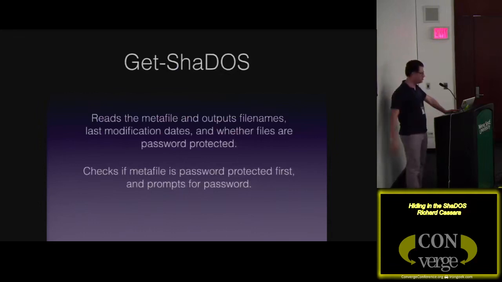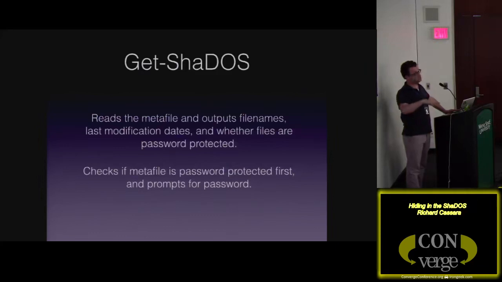I wrote there that whether or not they're password protected, but right now it doesn't do that. But it's trivial to add that in. What it does is first check if there's a password protection on the meta file. That password protection is kept in another alternate data stream on the same file. So it has the meta file stream and then another stream called password.